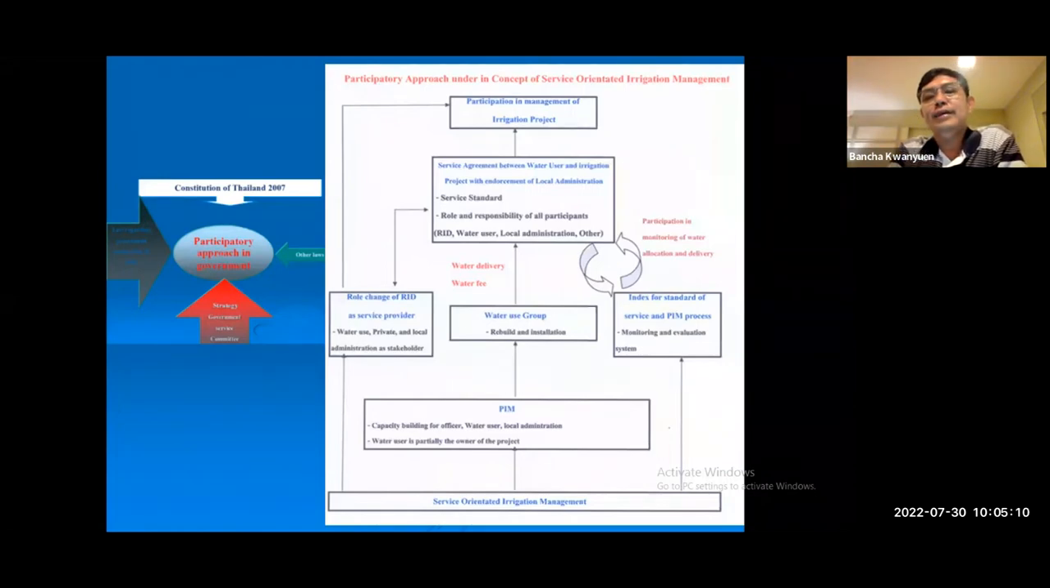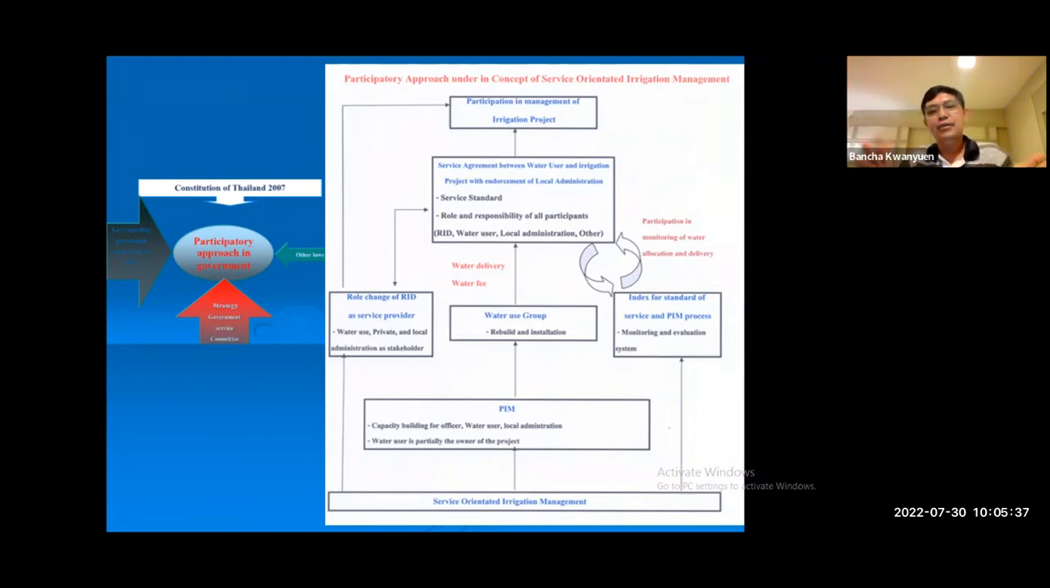We propose something that has been implemented in Thailand right now. We call it service oriented irrigation management. It is another step beyond participatory irrigation management, because you have a service agreement that sets the standard of the service and also the roles and responsibilities of all parties involved.